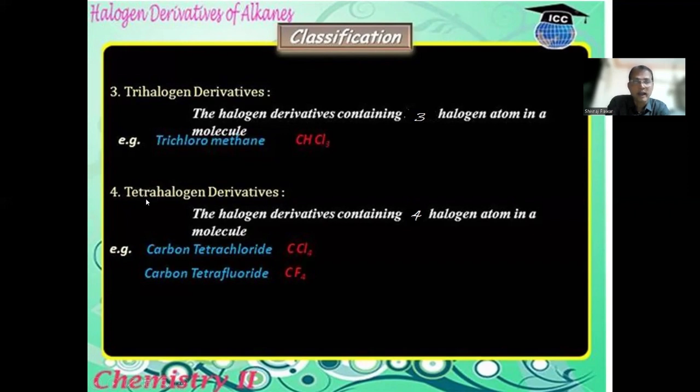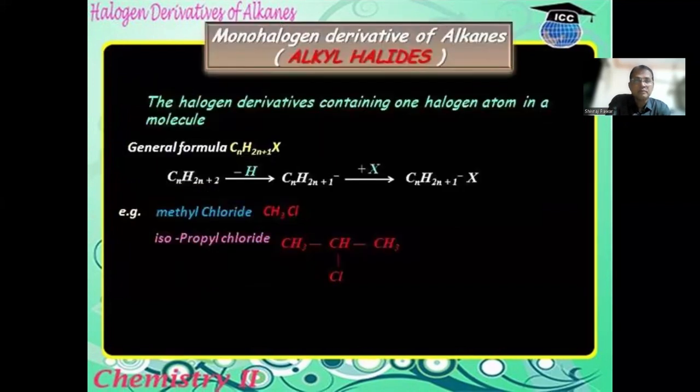And last one is tetrahalogen derivative. The halogen derivative containing four halogen atoms in a molecule is called as tetrahalogen derivative. See this, carbon has four valency and all the four hydrogen atoms are replaced by chlorine atoms and it is called as tetrahalogen derivative. So this is the classification of halogen derivative of alkane on the basis of number of halogen atoms.